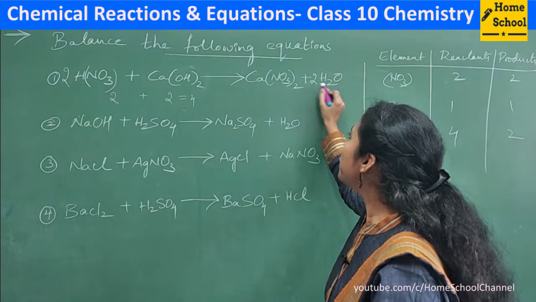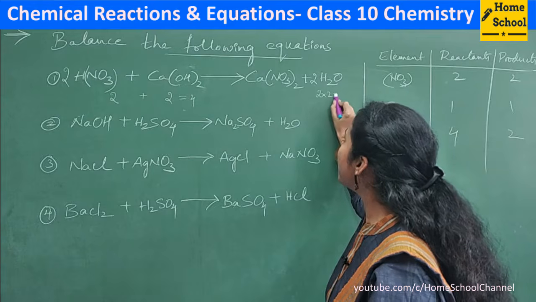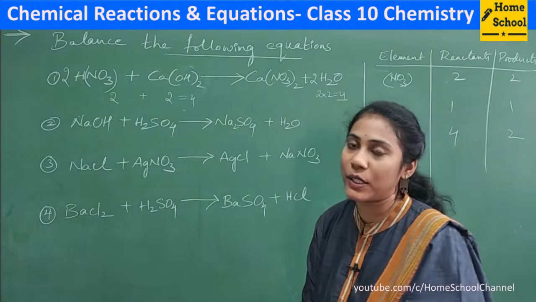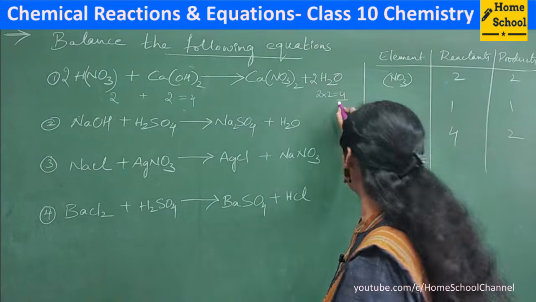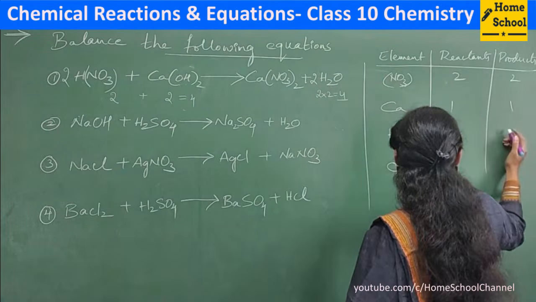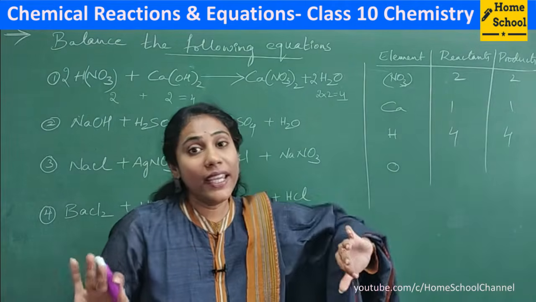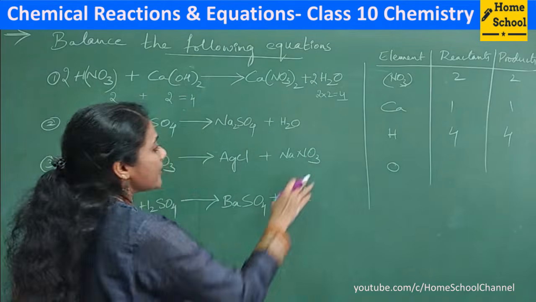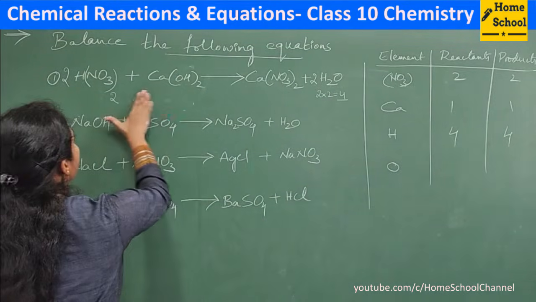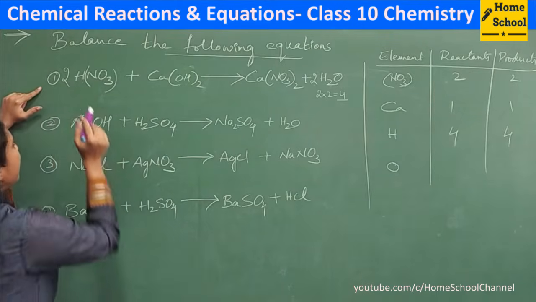Okay, so when you put 2, what does this mean? 2 into 2 into 2. Altogether you will observe 4 hydrogen atoms. So you have to multiply here. So it becomes 4. Now in the product side also, you have got 4 hydrogen atoms. So this way, you have to balance hydrogen atoms. And finally, what is remaining? Oxygen atoms, right?